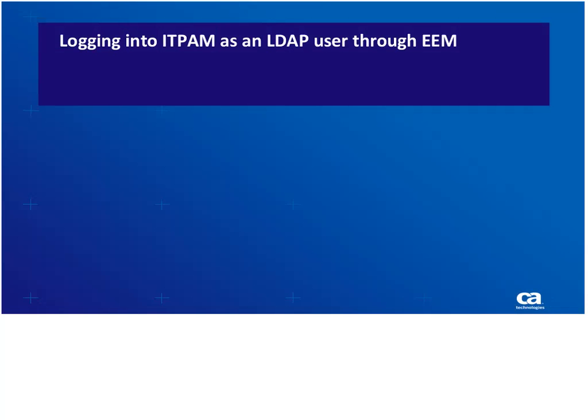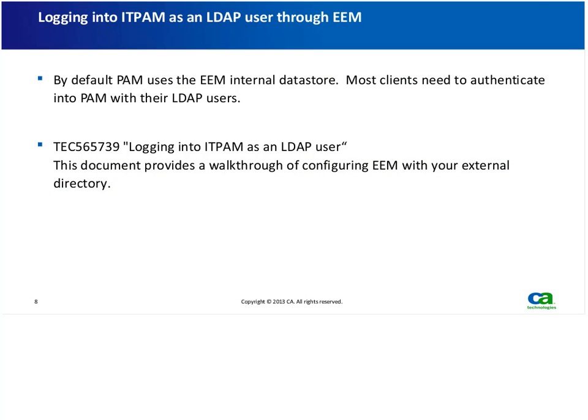By default, PAM is going to install using an EEM internal store. When you install PAM, as probably all of you know, it's going to create the ITPAM admin and ITPAM user for the 3 versions, and then the PAM admin for the 4 versions. And it's going to give them permissions to the proper application groups in EEM.